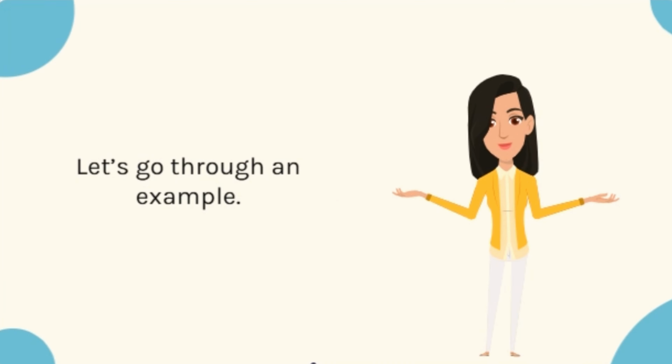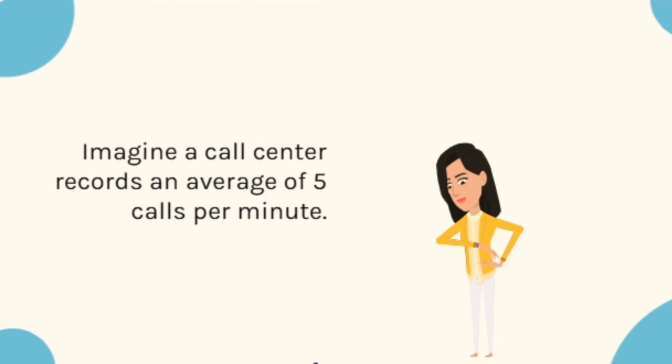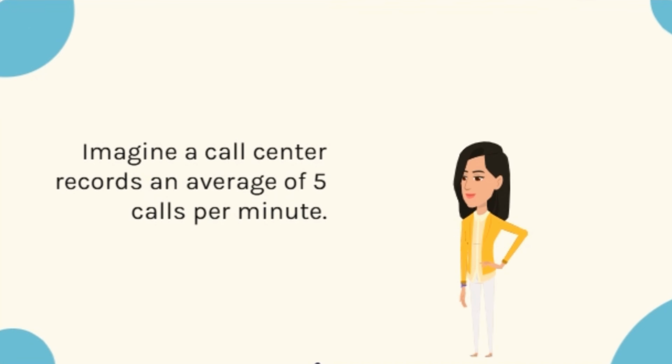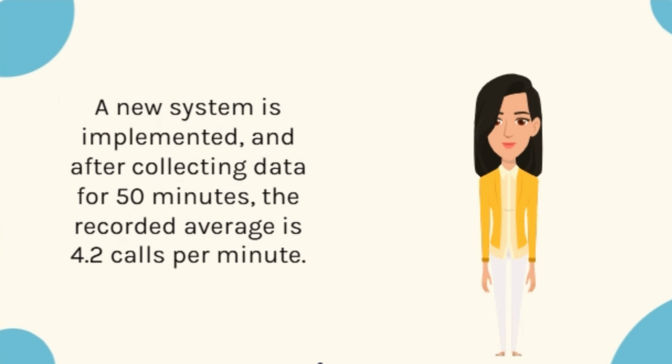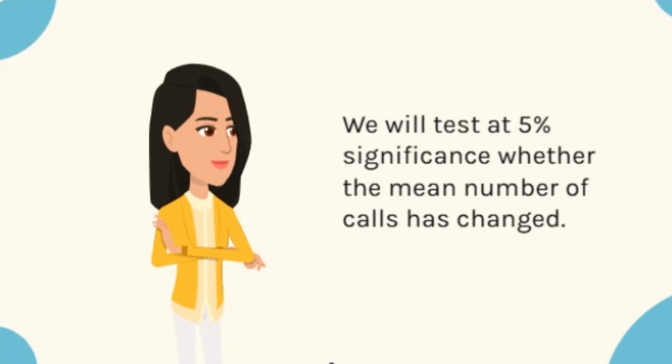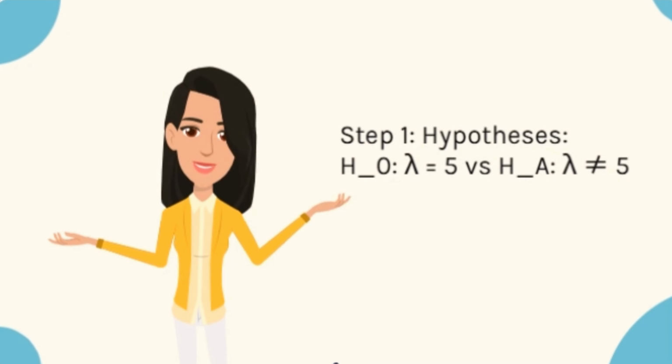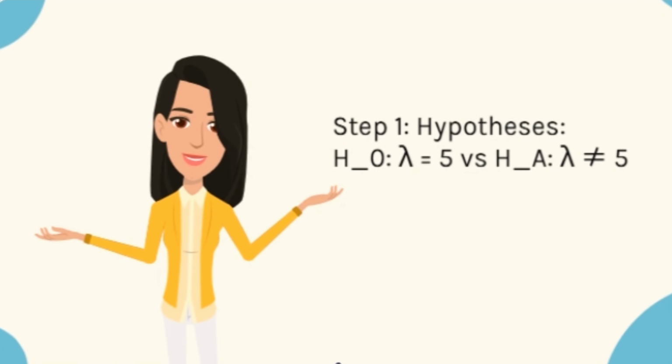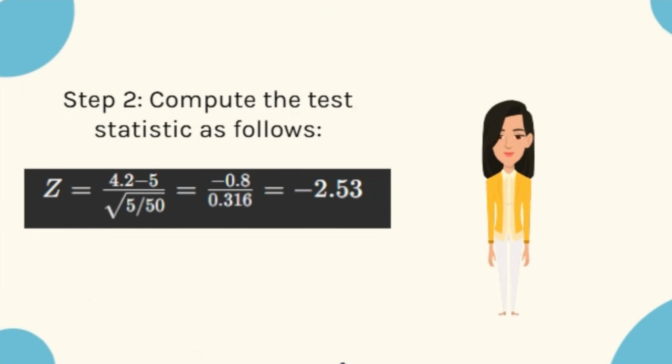Let's go through an example. Imagine a call center records an average of 5 calls per minute. A new system is implemented, and after collecting data for 50 minutes, the recorded average is 4.2 calls per minute. We will test at 5% significance whether the mean number of calls has changed. Step 1. Hypothesis. H0: lambda is equal to 5 versus HA: lambda is not equal to 5. Step 2. Compute the test statistic as follows.